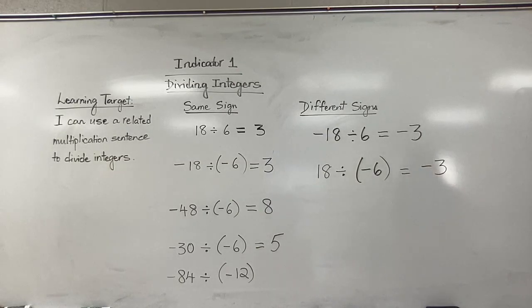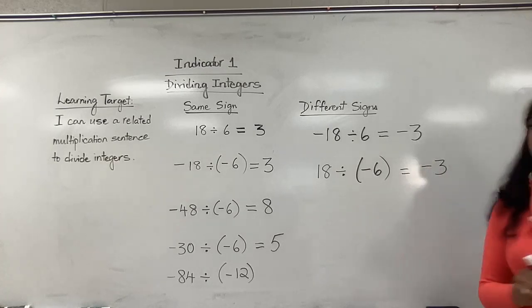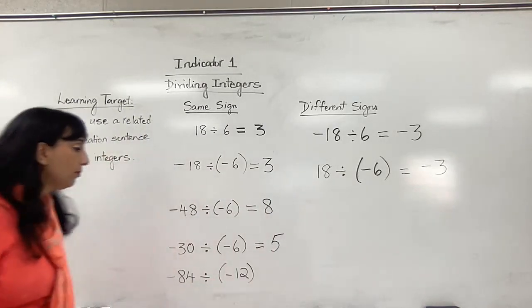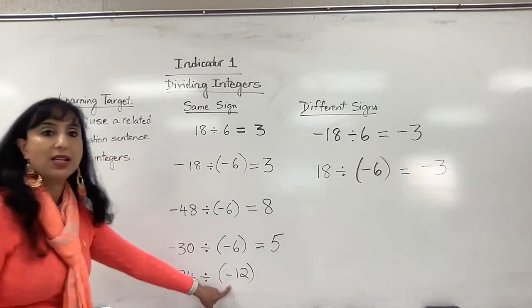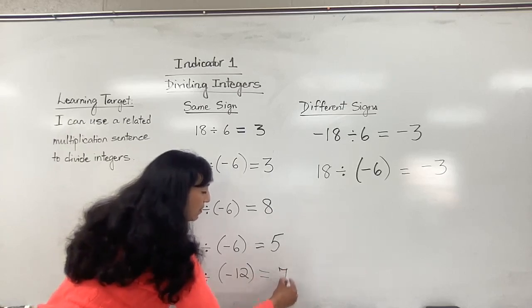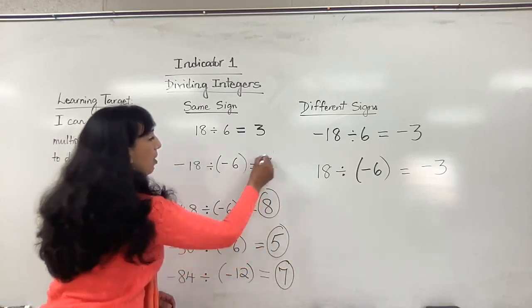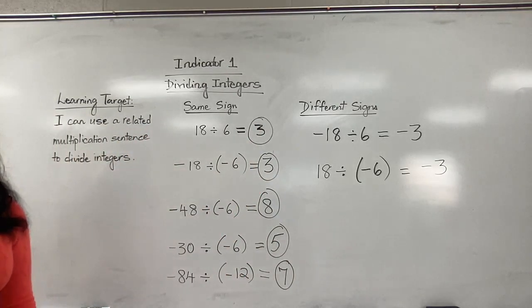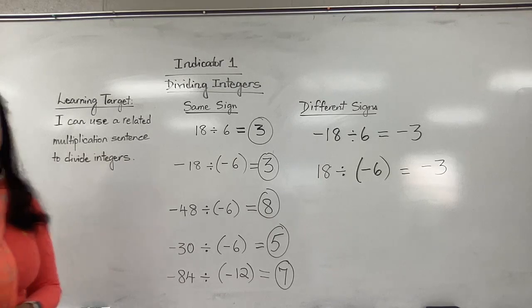Let's say I do negative 84 divided by negative 12, another example. So once again, both of these have the same sign. And I know that 12 times 7 gives me 84, because that is the division inverse, which is multiplication. So negative divided by negative is going to be positive, and negative 84 divided by negative 12 gives me 7. So these are all my quotients. As you can see, all of them, when I have the same sign, my quotient is going to be positive.